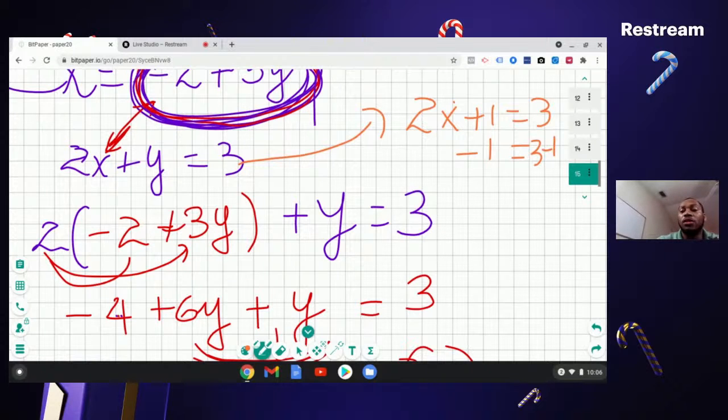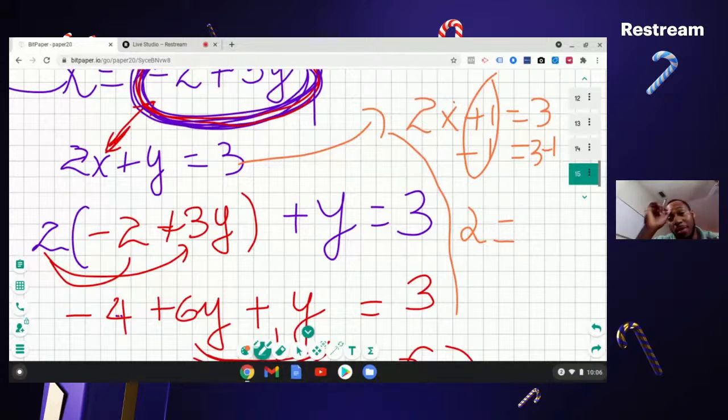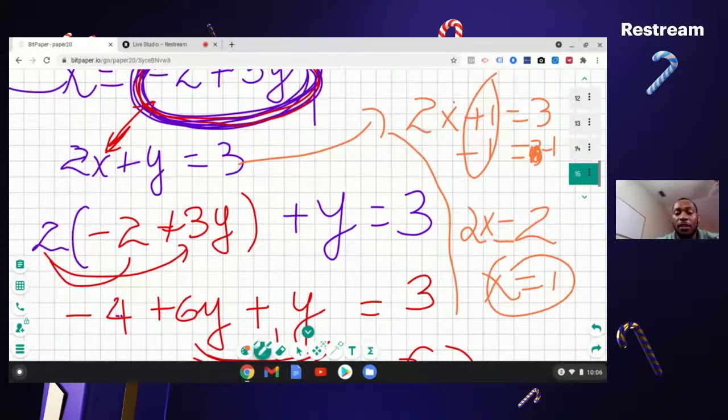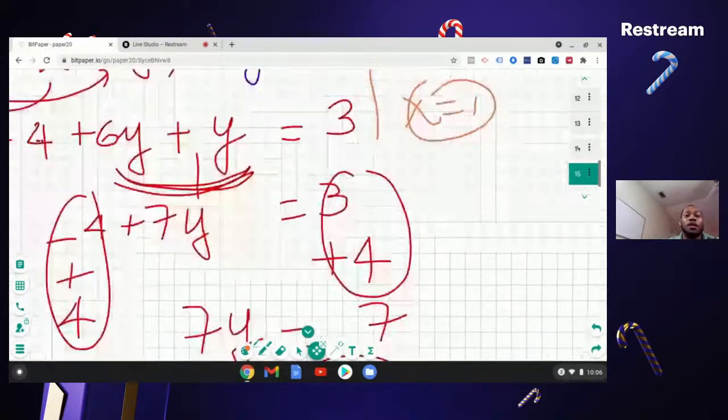And so what we have is 2x. This 1 is gone. It's equal to 3 minus 1, which is what? 3 minus 1 is 2. 2x is equal to 2. That means x is equal to 1. y is equal to 1. x is equal to 1. That's another way to solve for it.